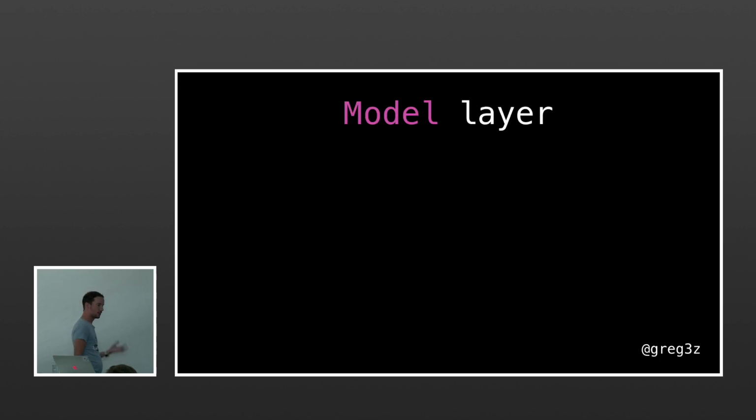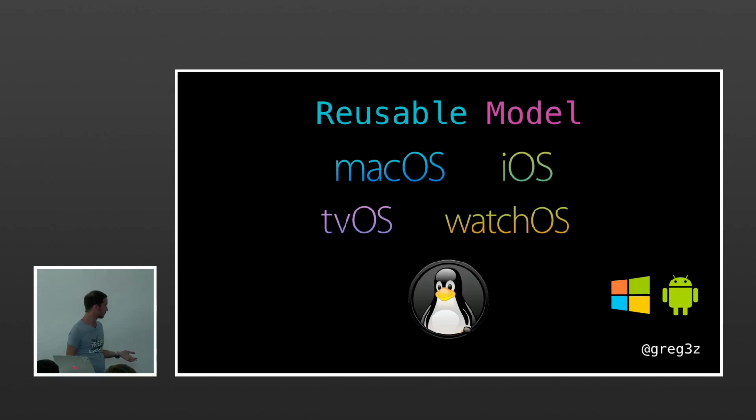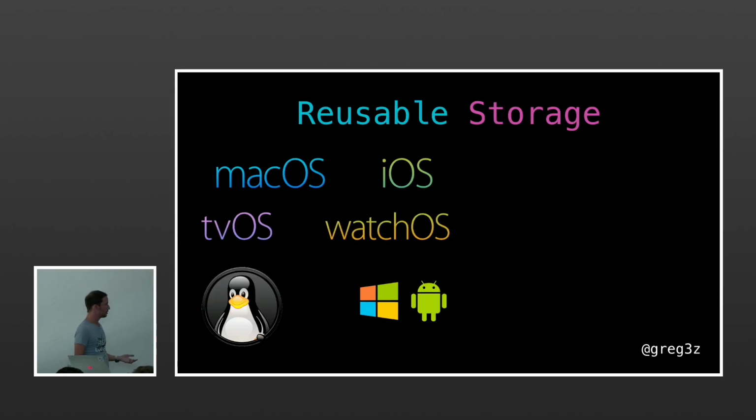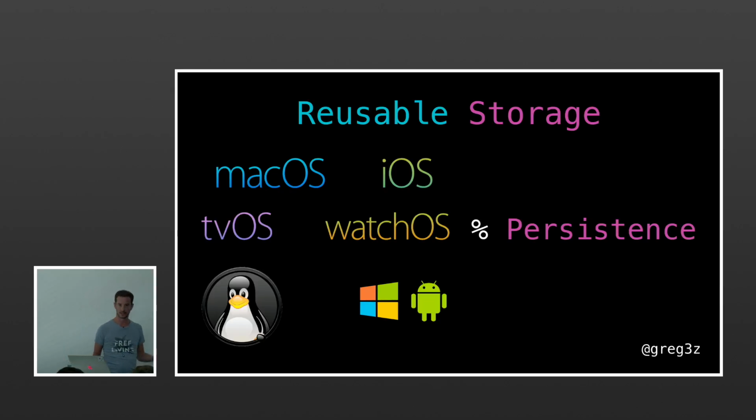So now that we have this storage layer, our model layer still models a domain, but that's all. It's no longer tied to your persistence, and now your model is truly reusable on all the platforms where Swift is available. Your storage layer, alongside the model, is also reusable, but this time only on the platforms where the same persistence is available.